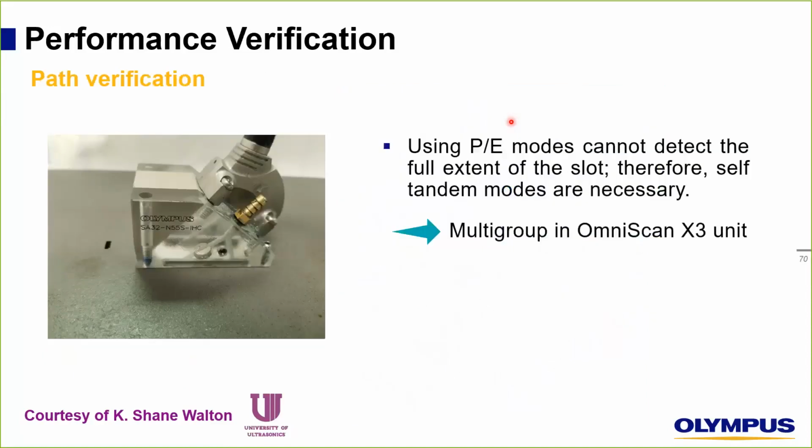Second, path verification. This is completely new in the code, and this is dedicated really for TFM, and it's subject to discussion as well from many people. So using pulse echo modes cannot detect the full extent of the slot. This is why some people are arguing about the use of this slot. Therefore, self-tandem modes or indirect modes are necessary. Multi-group in the OmniScan X3 unit will allow you to do such verification just by one pass. So you don't need to make four different setups to make it happen.